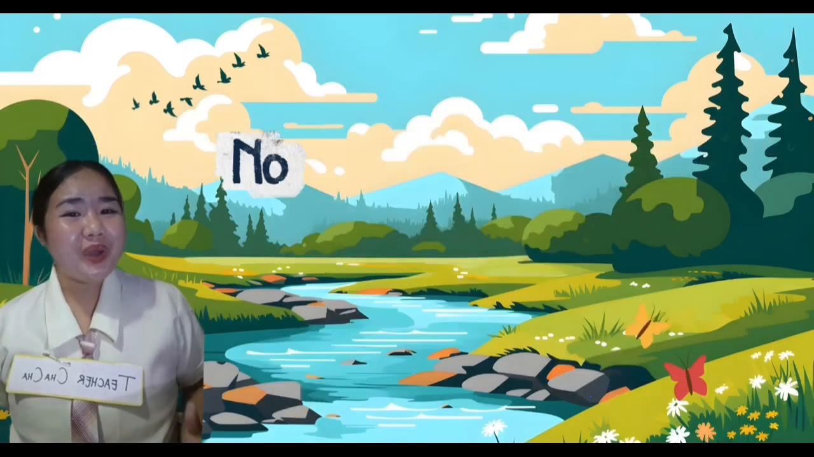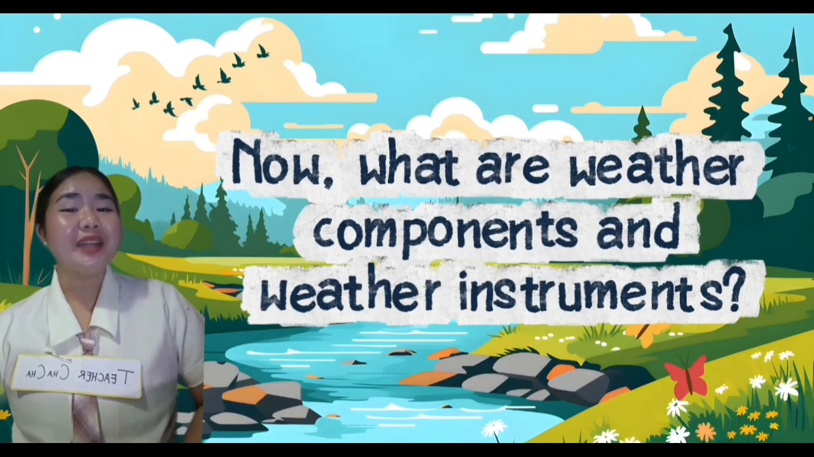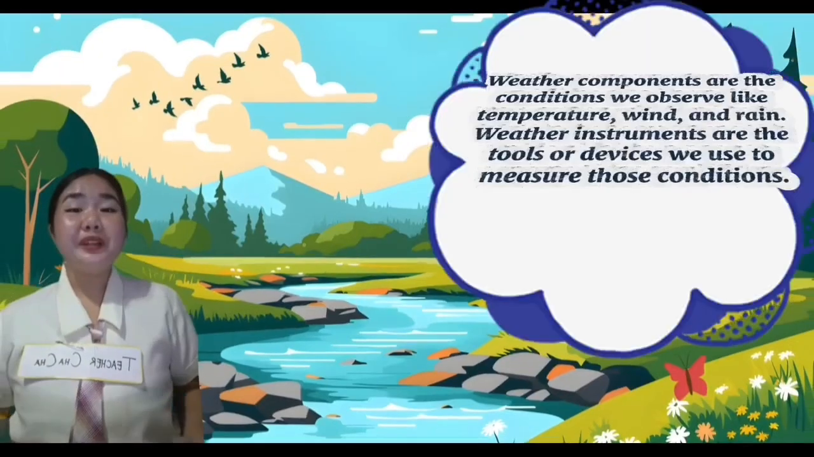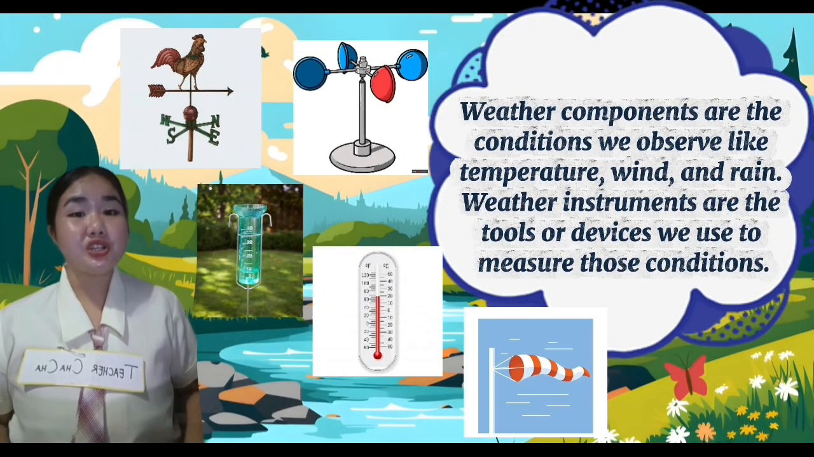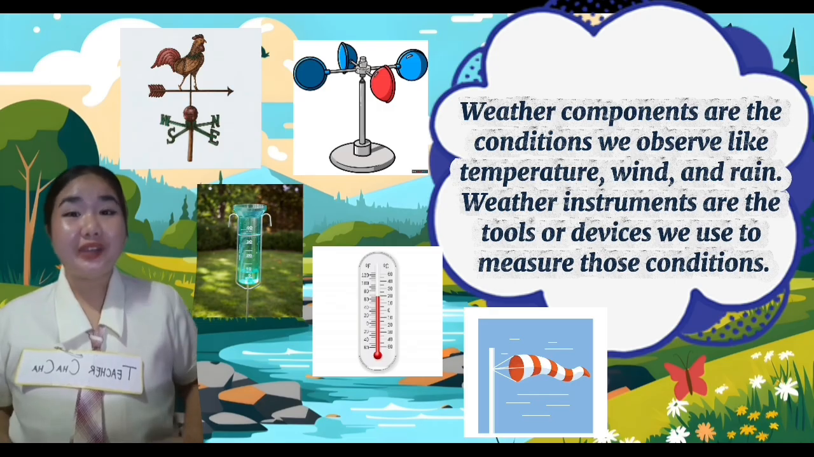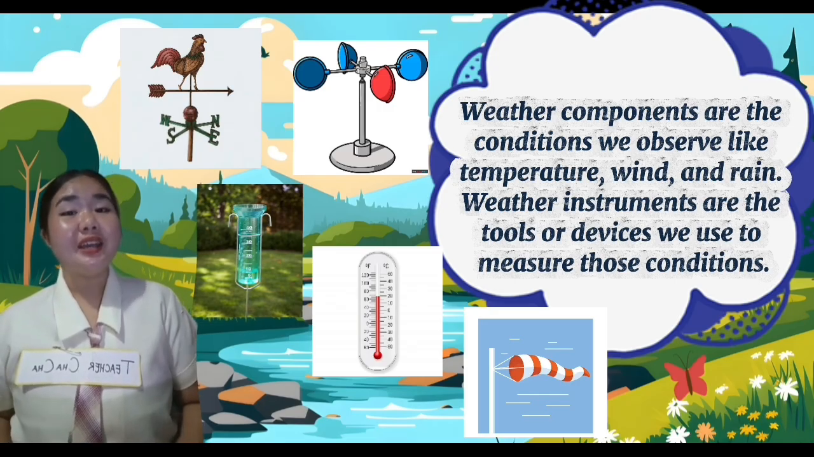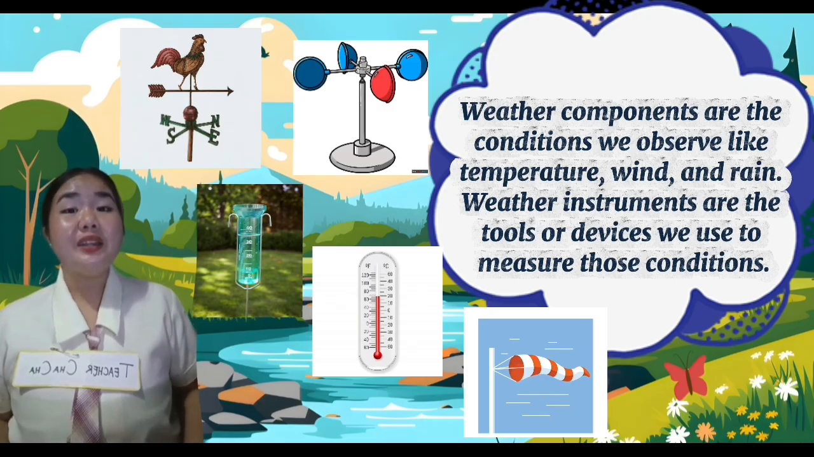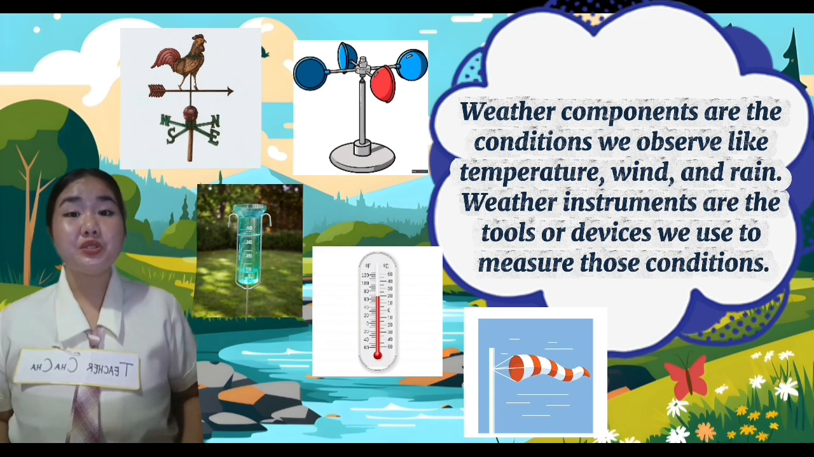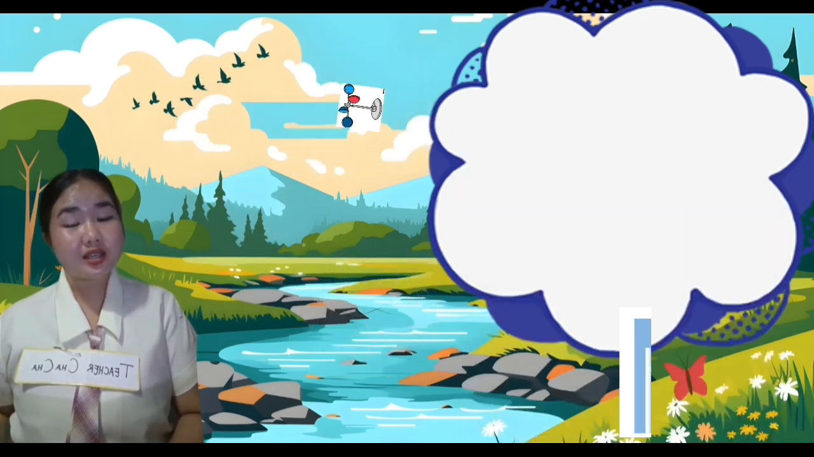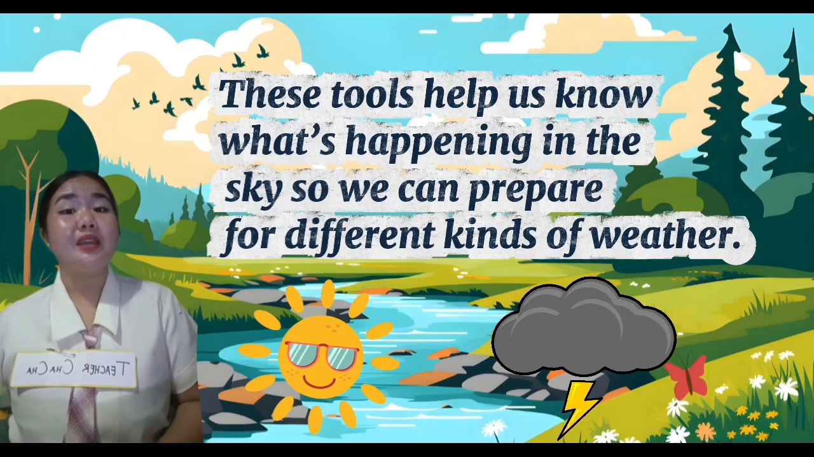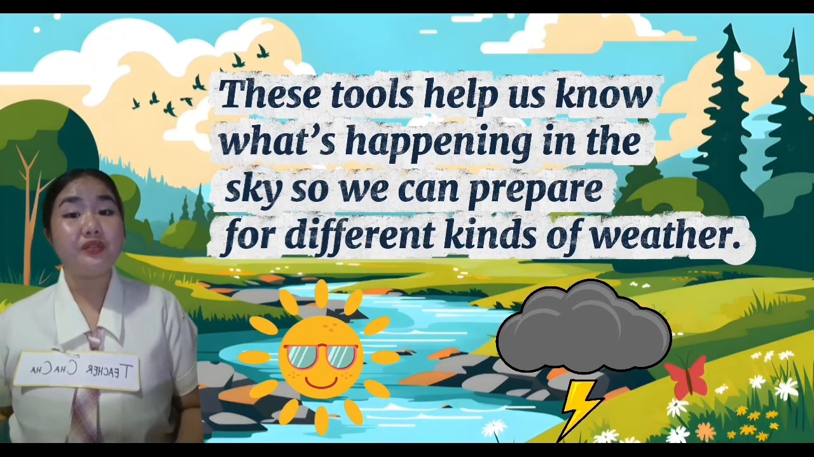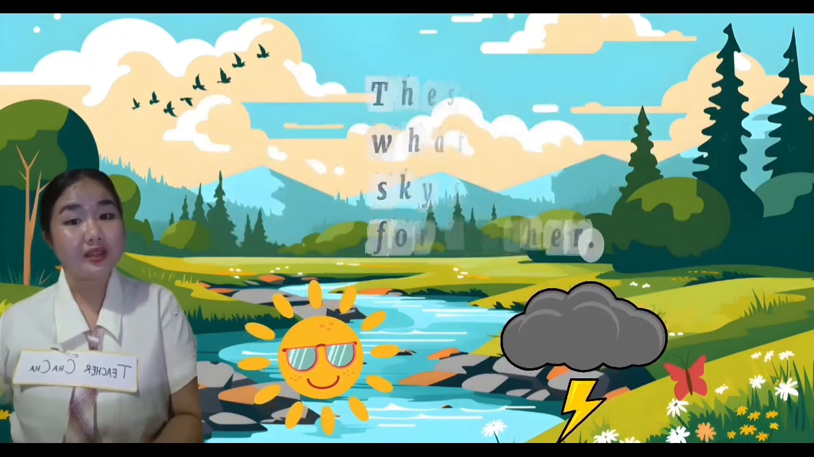Now, what are weather components and weather instruments? Weather components are the conditions we observe, like temperature, wind, and rain. On the other hand, weather instruments are the tools or devices we use to measure those conditions. These tools help us know what's happening in the sky so we can prepare for different kinds of weather.